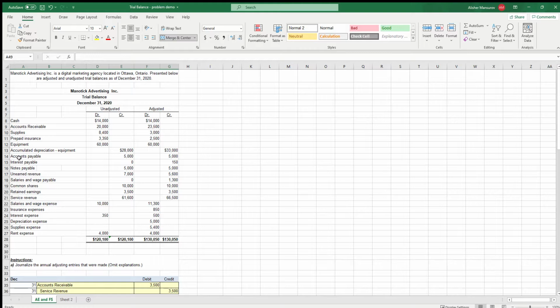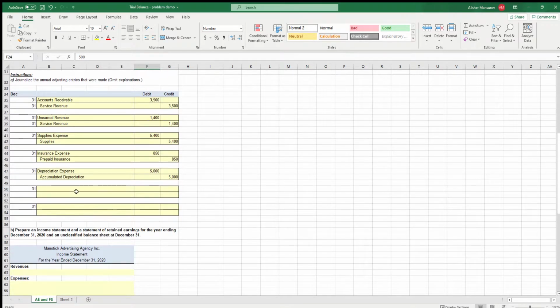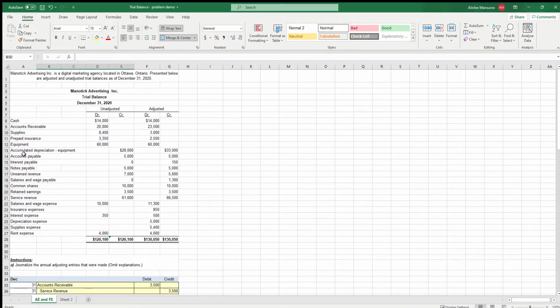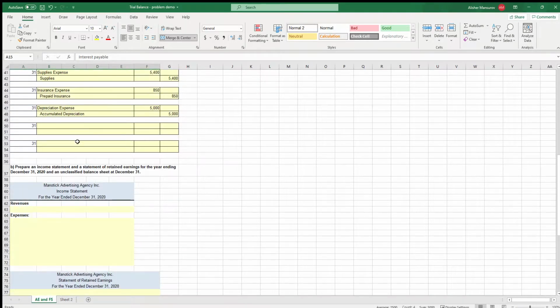Next, we have interest payable. It looks like the company had some interest expense, which was $350, and that balance changed to $500. So that liability went up by $150, and that caused this interest payable liability to go up by $150. So interest expense $150 and interest payable $150.